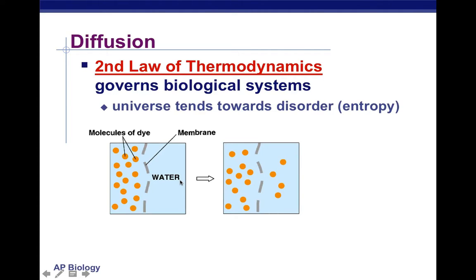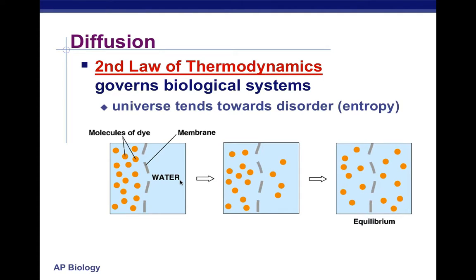Those molecules will naturally distribute themselves until they reach equilibrium due to something called the second law of thermodynamics. You remember the first law of thermodynamics we talked about earlier this year is matter cannot be created or destroyed. The second law of thermodynamics is based off of entropy, which is the measure of disorder in the universe. And it's stating that the universe is always heading towards greater and greater disorder.